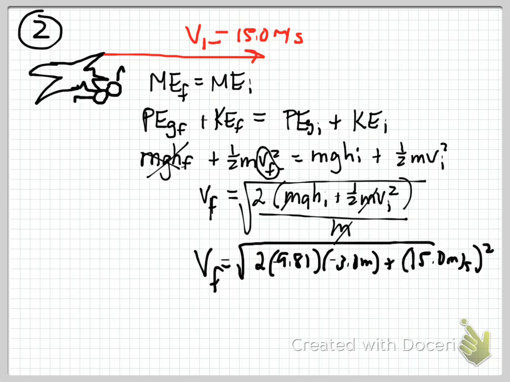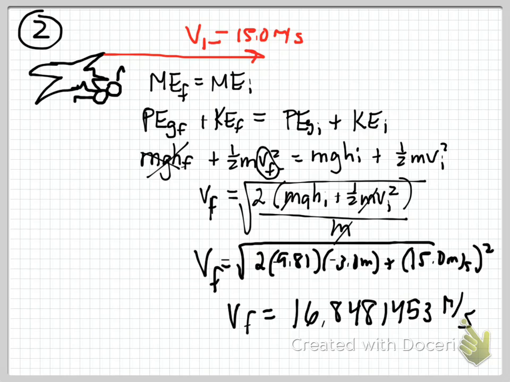Okay, so I got rid of the half, and then I multiplied the front part by 2. I treated the 9.81 and the 3 both as negatives. Obviously, we can't end up with a negative under the radical. So what we get for a raw answer is 16.848143 meters per second. We can have 3 sig figs because the mass cancels out, you didn't use it. So the final velocity is 16.8 meters per second.